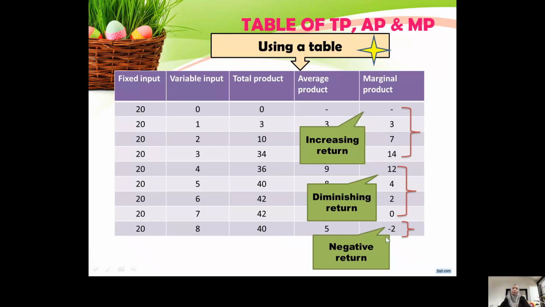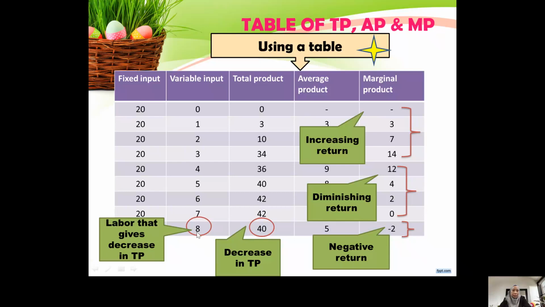As you can see here, this is the decrease in TP, as I said earlier. Because the total product reached the maximum level at 42, and then suddenly it decreased at the 8th level, that gives a decrease in TP. So now we understand the table.